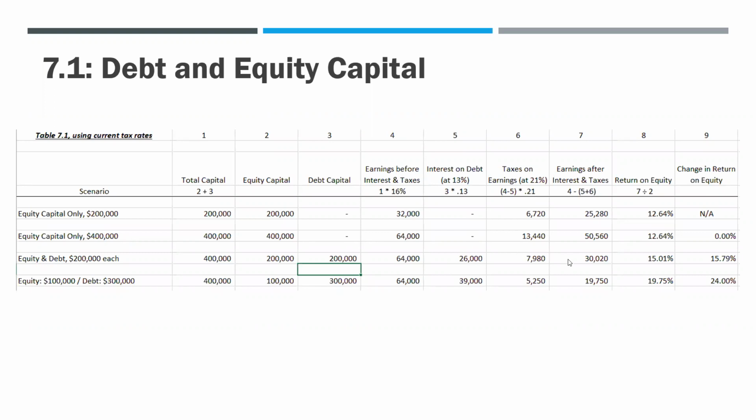So then our earnings after interest and taxes would be figured by taking column 4, our earnings before interest and taxes, subtracting the interest paid on our debt, which is a tax-deductible expense, and subtracting our income taxes. So it stands to reason the less debt we have, the less interest expense we have, the more net profit we have.